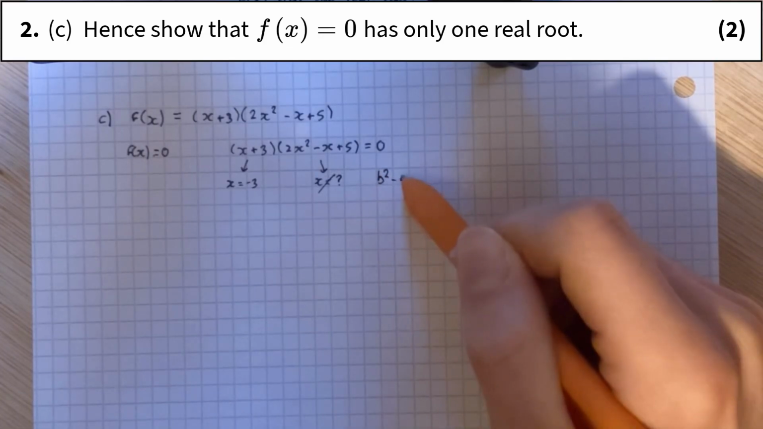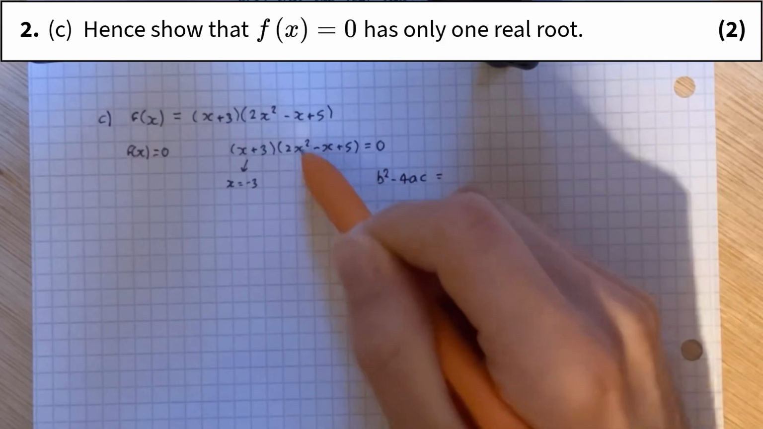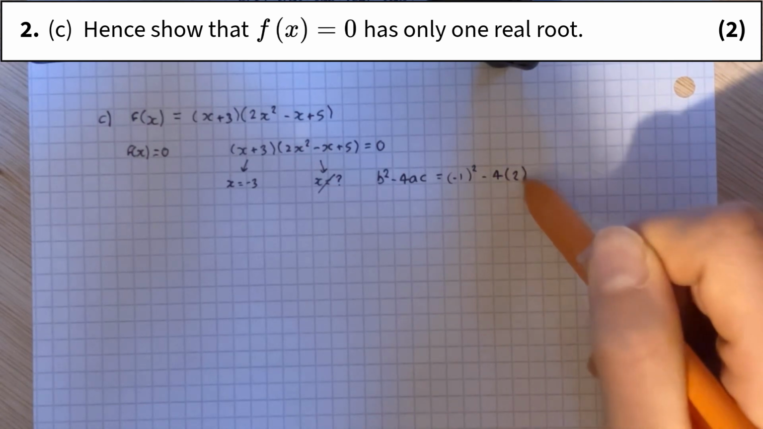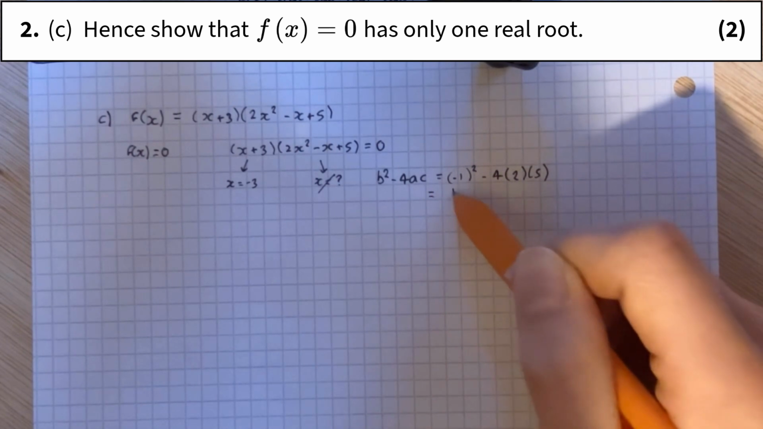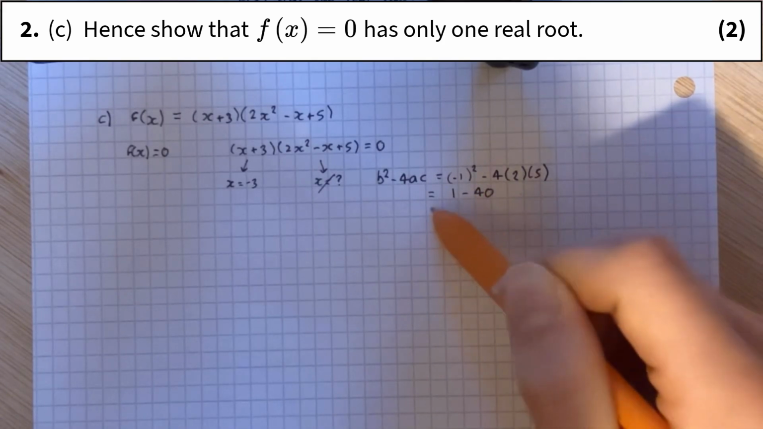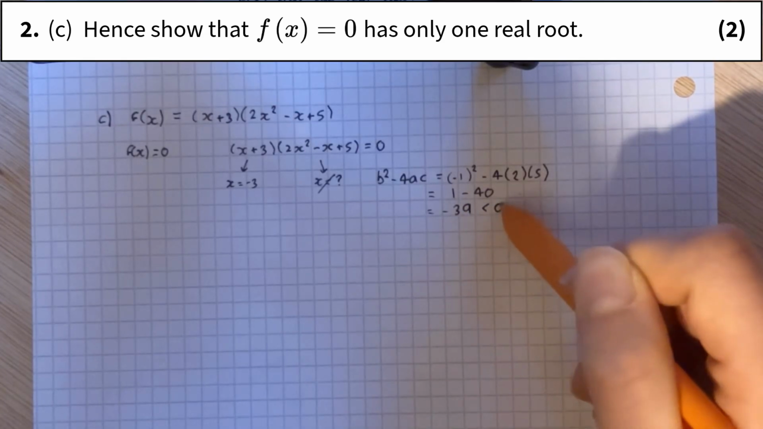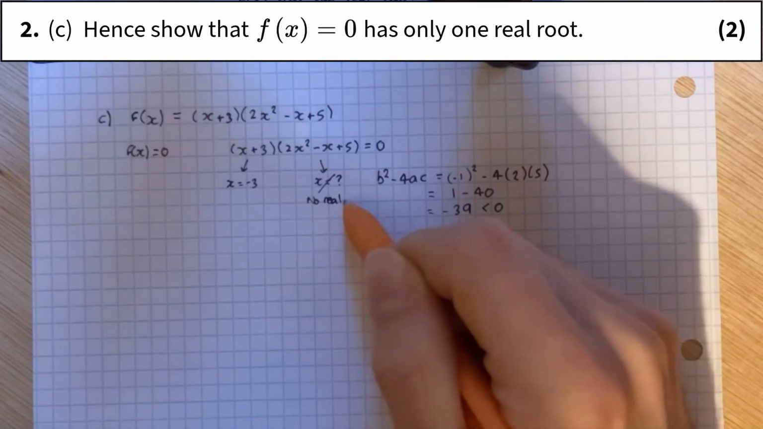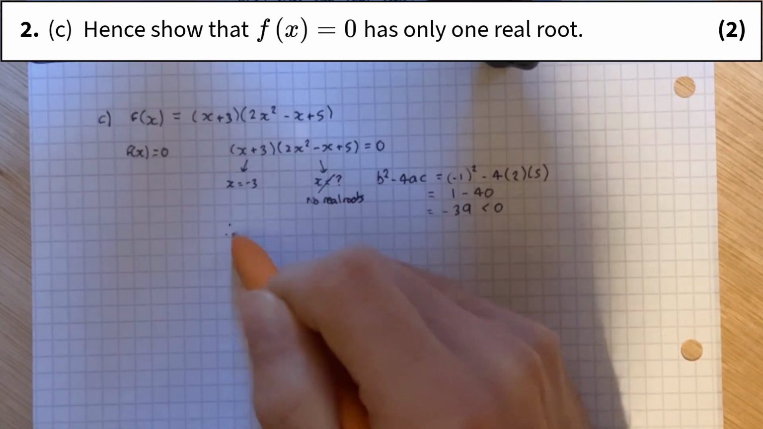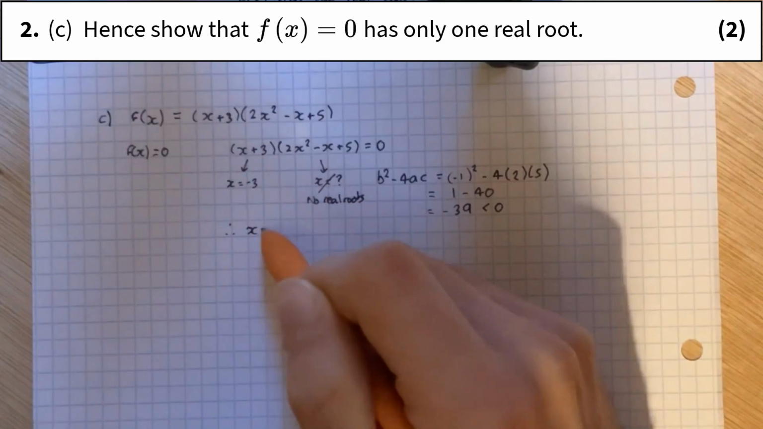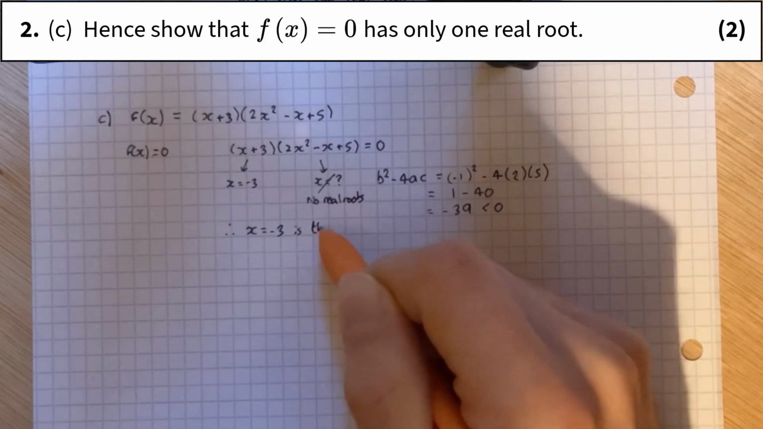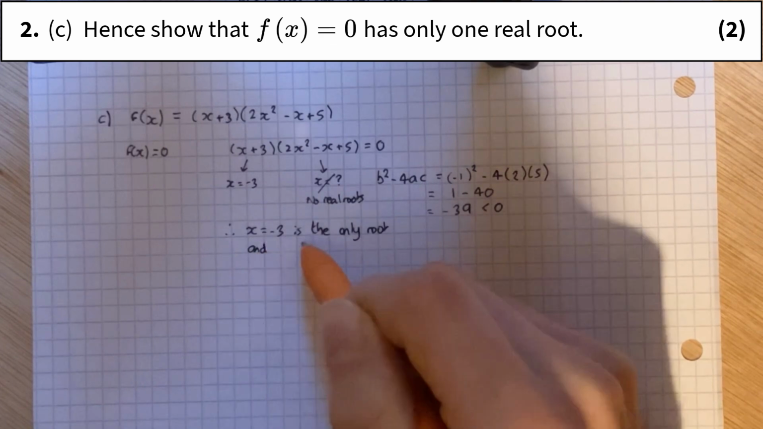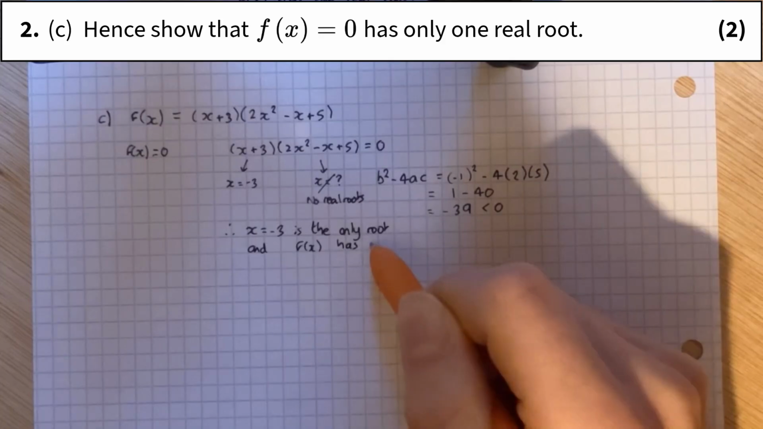When you see one real root, you've got to be thinking of the discriminant. b² - 4ac. Let's put it in and see what we get. (-1)² - 4 lots of 2 times 5. That's going to be 1 - 40, -39. That's less than 0. According to the rules of the discriminant, that tells us there is no real roots for this. So that second bracket has no real roots. Therefore, the whole f(x) has just one real root, which is x = -3. So x = -3 is the only real root. f(x) only has one real root.